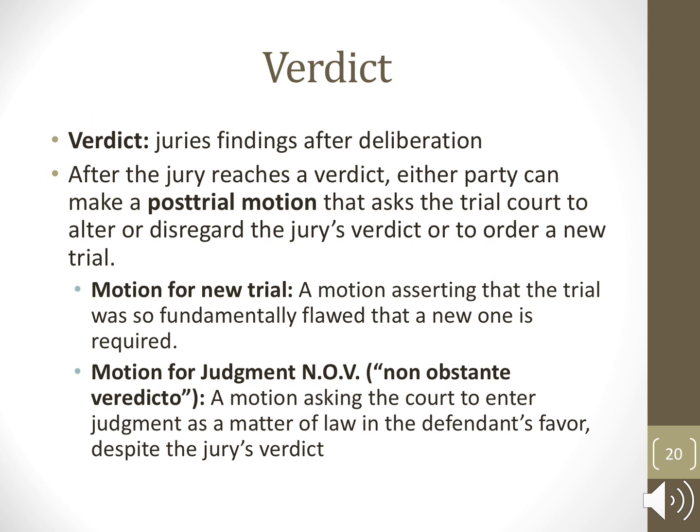After the jury reaches a verdict, either party can make a post-trial motion. This post-trial motion is going to ask the trial court to alter or disregard the jury's verdict or to order a new trial. The two main post-trial motions are a motion for a new trial. That motion asserts that the trial was fundamentally flawed and a new one is required, or a motion for JNOV, or a motion notwithstanding the verdict. This motion asks the court to enter a judgment as a matter of law in defendant's favor despite the jury's verdict.